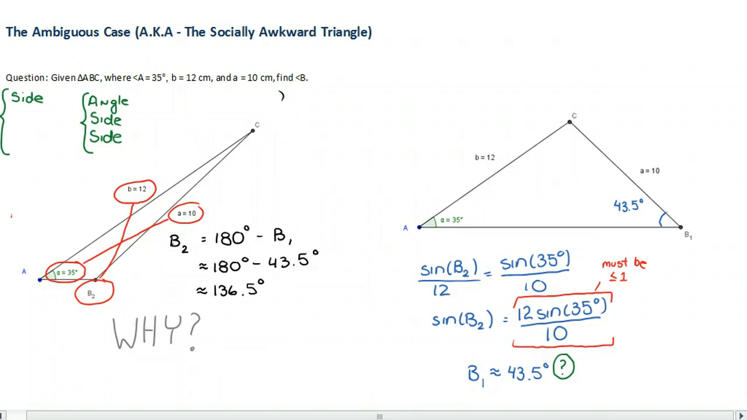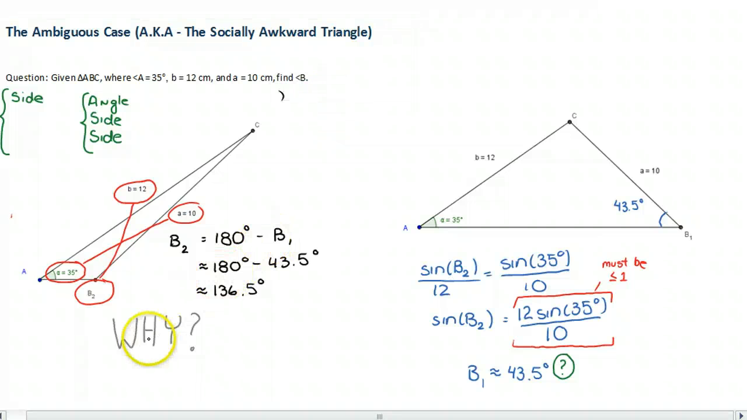And when you pull out your calculator and you work through the answer, you'll end up getting an answer for one of the cases. And your calculator will always give you the acute angle. So to find the obtuse angle case, what we do is we take the acute angle and subtract it from 180.